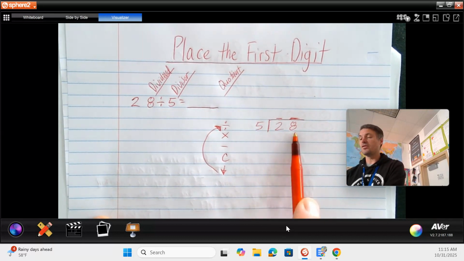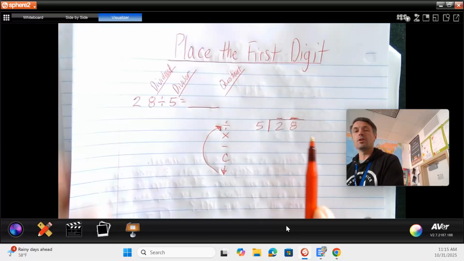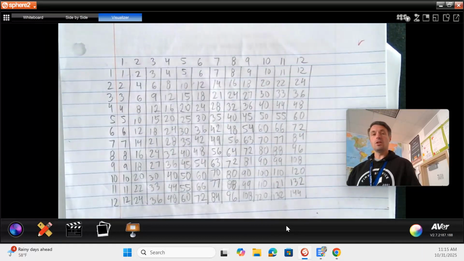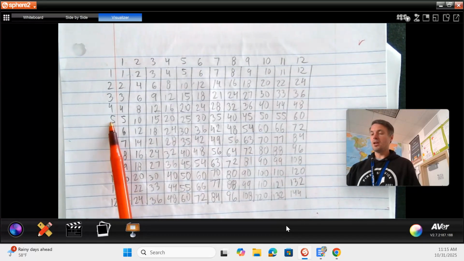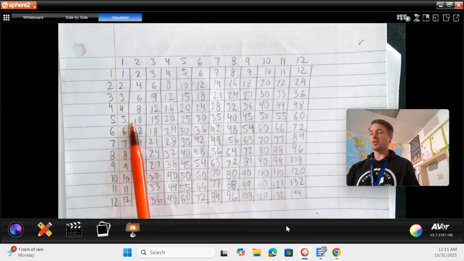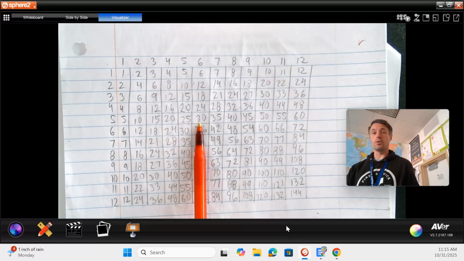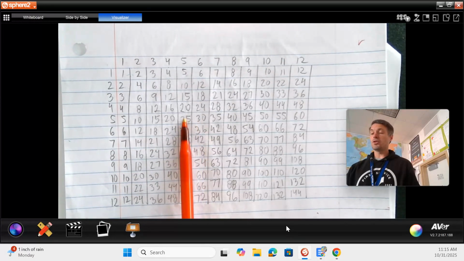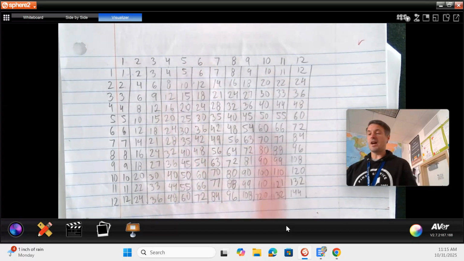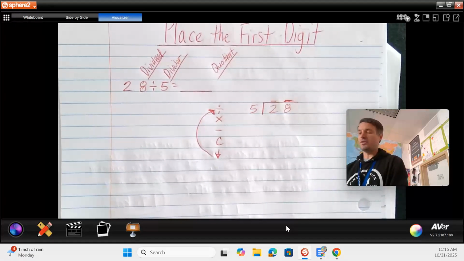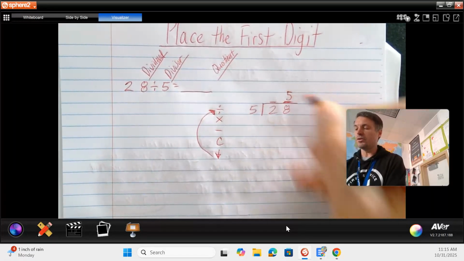Now, how many times can 5 fit into 28? Remember, if you don't know your times tables, you can use your times table chart for that. You start at 5, you get as close to 28 as you can without going over. That's 25 because 30 is too big. And then you just go straight up. 5 can fit into 28 5 times. So we put a 5 there above the 28.